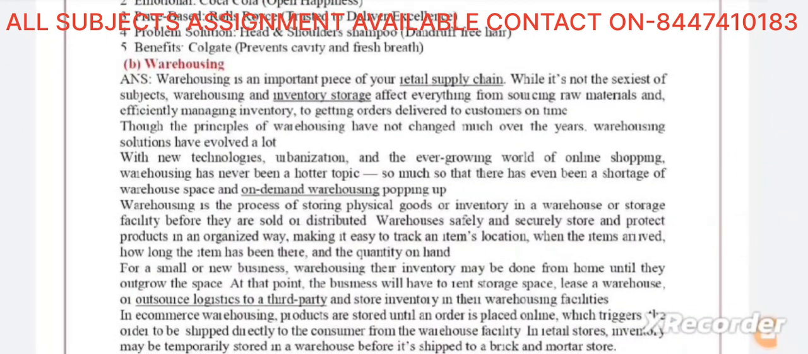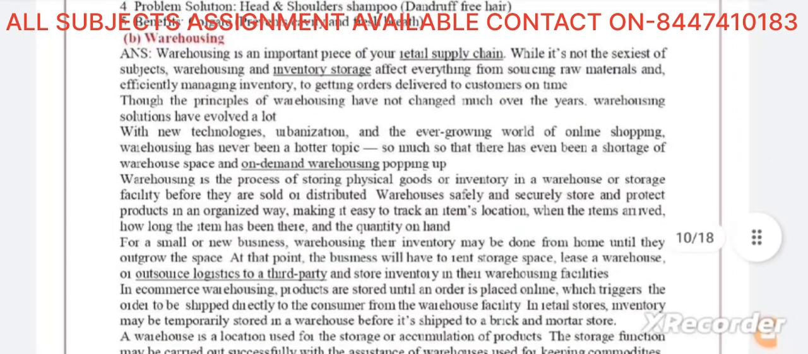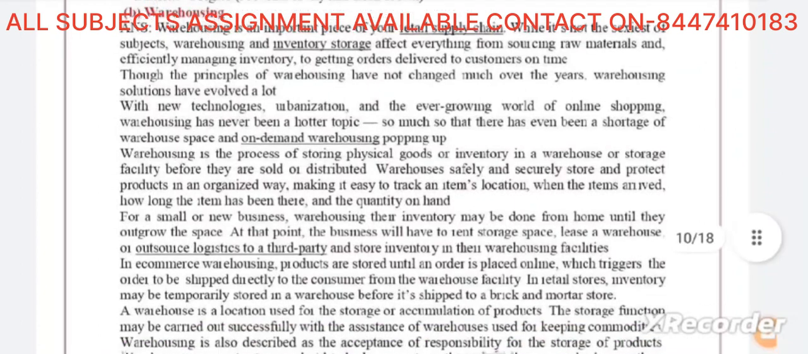Warehousing. Warehousing is an important piece of your retail supply chain. While it's not the sexiest of subjects, warehousing and inventory storage affect everything from sourcing new raw materials and efficiently managing inventory to getting orders delivered to customers on time.